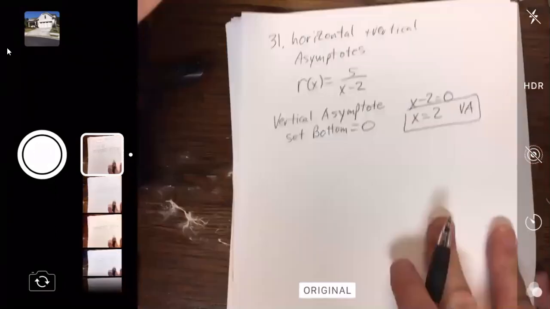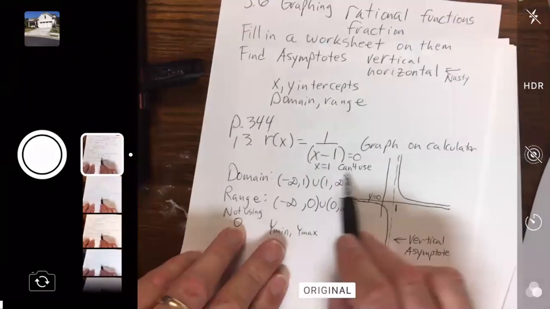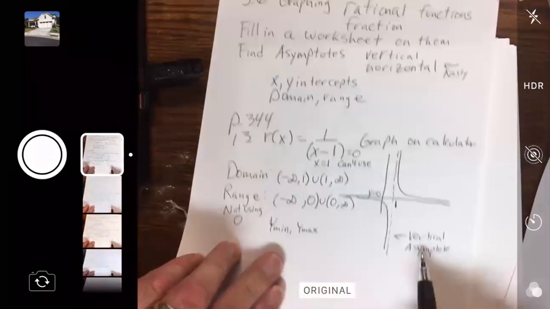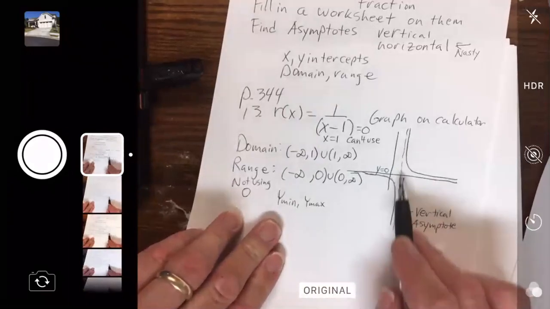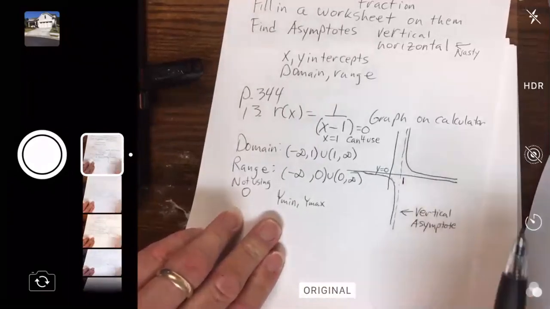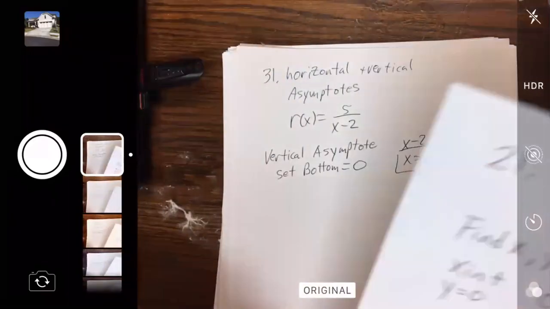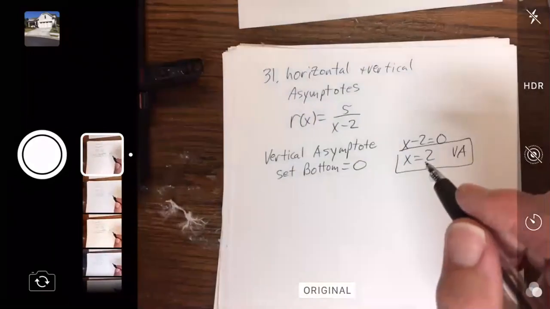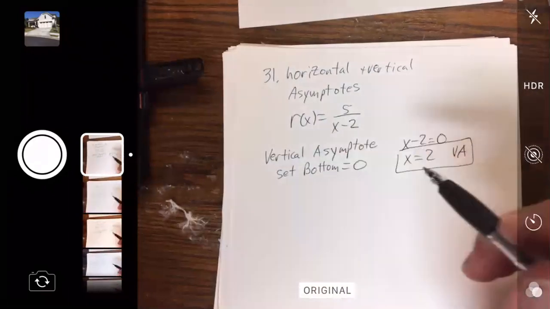I can show you that from that very first one, 13, as well. I wrote it down. See, you're setting your bottom to 0. It didn't ask for the vertical asymptote here, but I want to set the bottom to 0 and get 1. Notice the graph is blowing up. The lines will bend to that number. Questions about that? All you've got to do is set your bottom to 0 for a vertical asymptote.